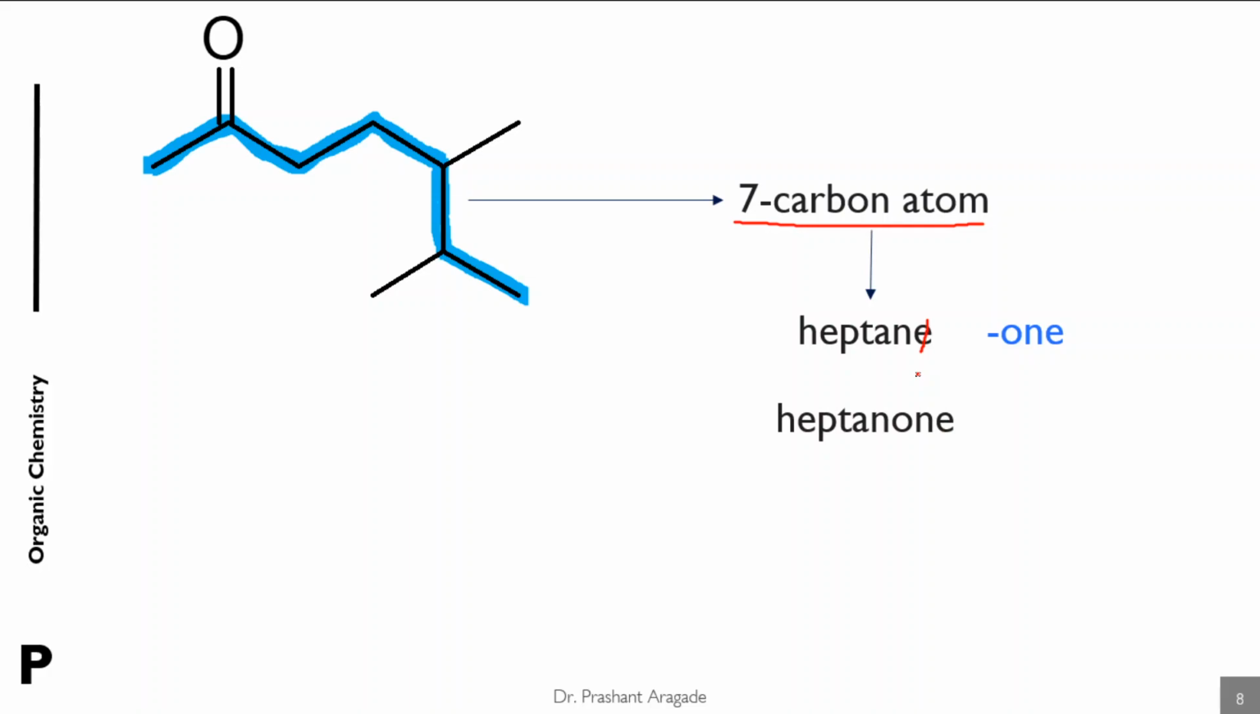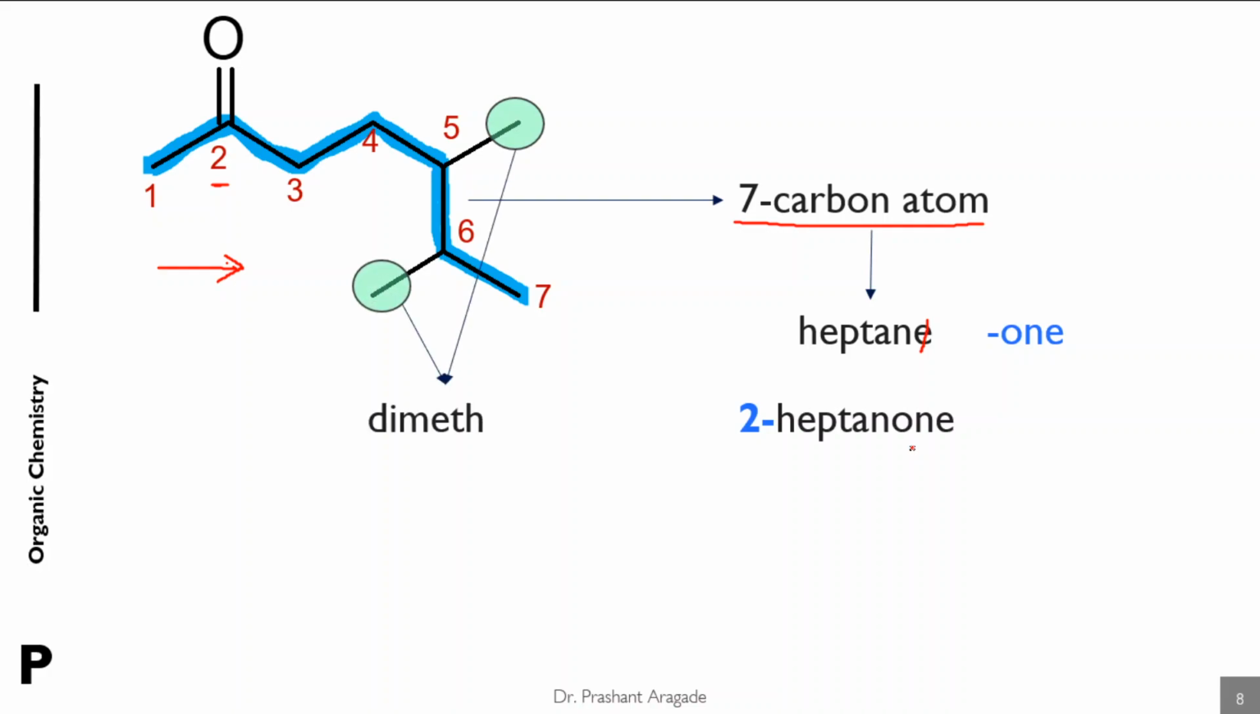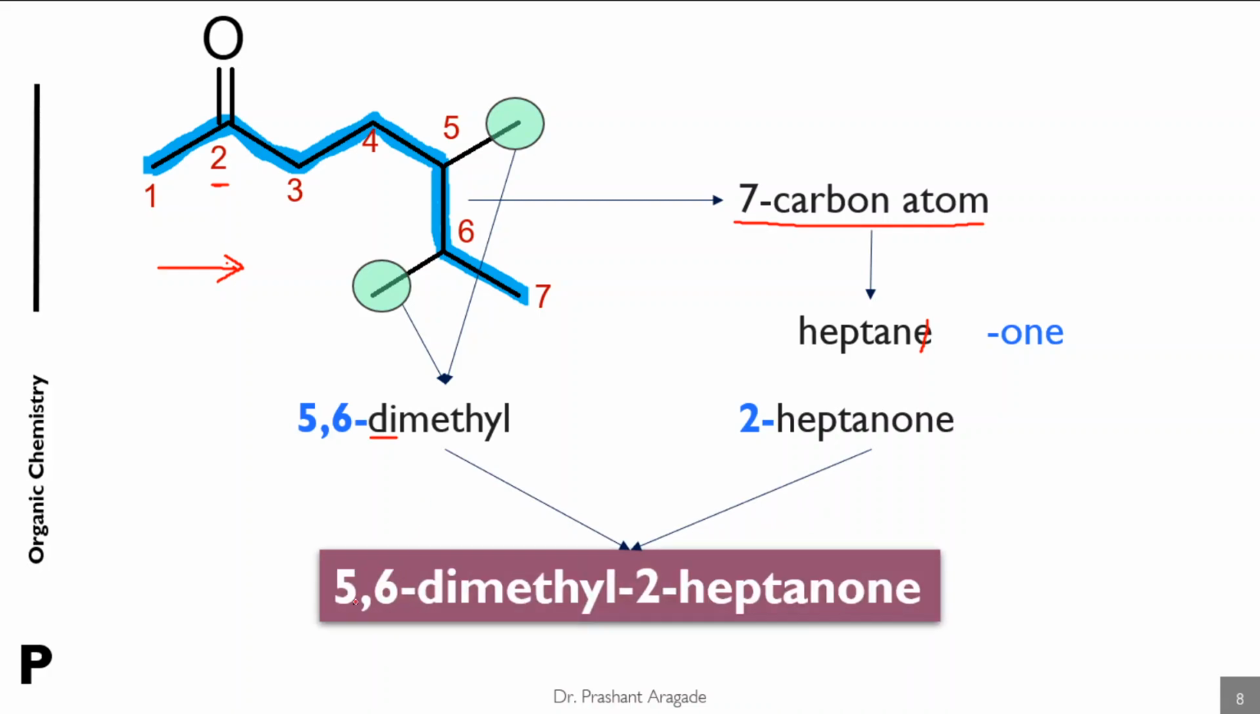Then you have to give the numbering in such a way that the carbonyl carbon atom possesses the lowest possible number. So we have given the numbering from left to right. Then mention the position of the carbonyl carbon atom as a prefix onto the parent name, that is 2-heptanone. Then try to find out the substituent, and the substituent is a methyl group present at the 5th and 6th positions. So we are using the di prefix as it is present 2 times, and then mention its position numbers, and the name of this compound is 5,6-dimethyl 2-heptanone.